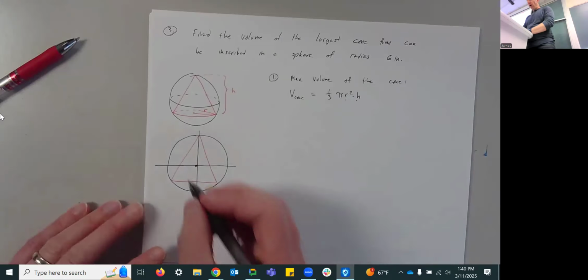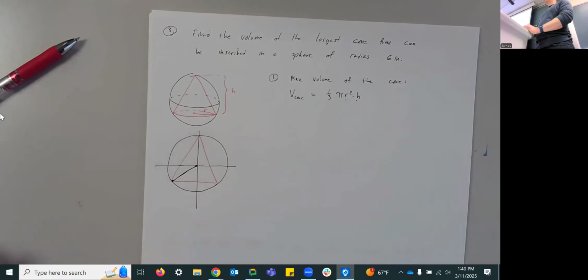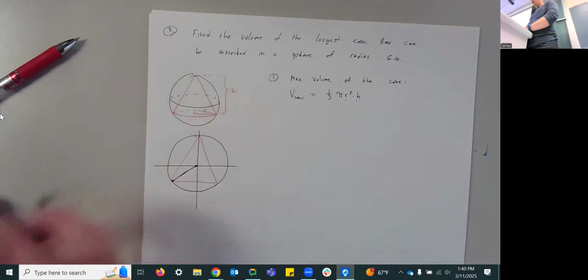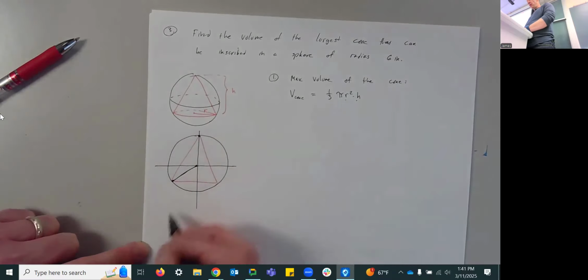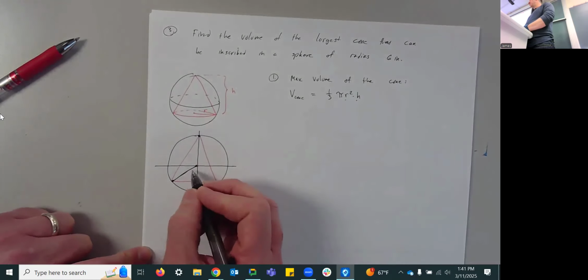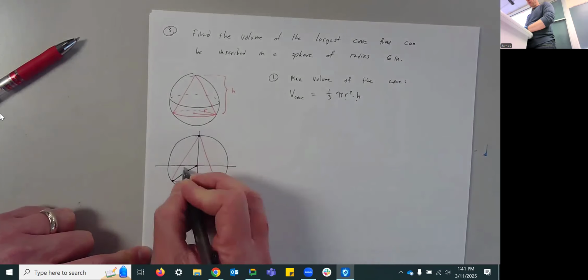So I want to draw that right there, where the circle and the triangle touch, or where the cone and the sphere touch. Not to here, because that just feels too obvious. We want to draw that. And we know that that length, being the radius of the sphere, has to be 6.